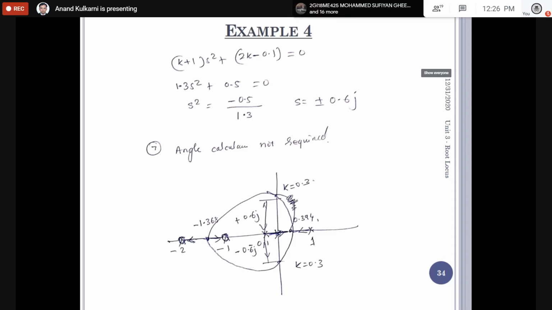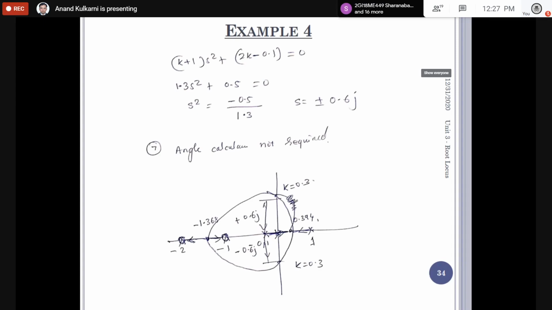Today we'll take a break, and from next Wednesday onwards, I will start the frequency response analysis. In that there are three plots: one is the polar plot, one is the Nyquist plot. Nyquist and polar are the same only; the Nyquist plot is a modification of the polar plot. And the Bode plot, which is a logarithmic plot, is altogether different, but the principle remains the same. We'll take a break now.